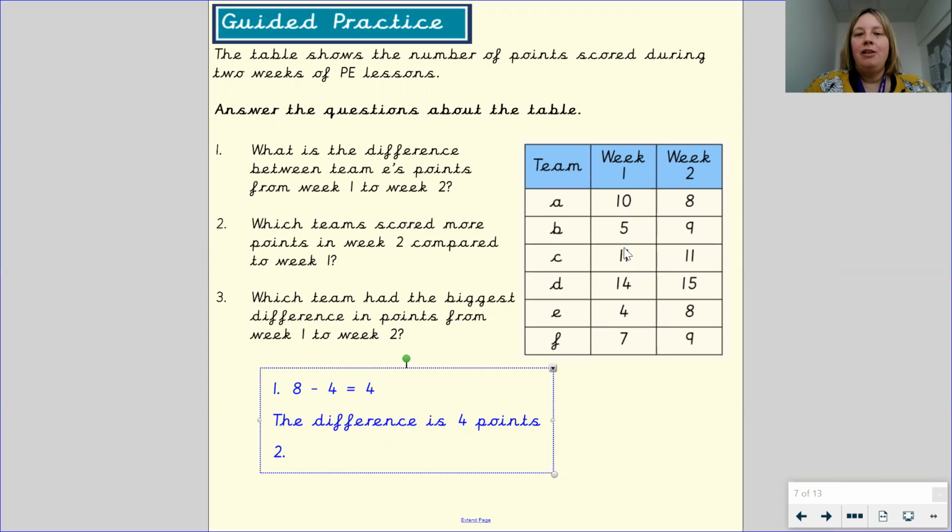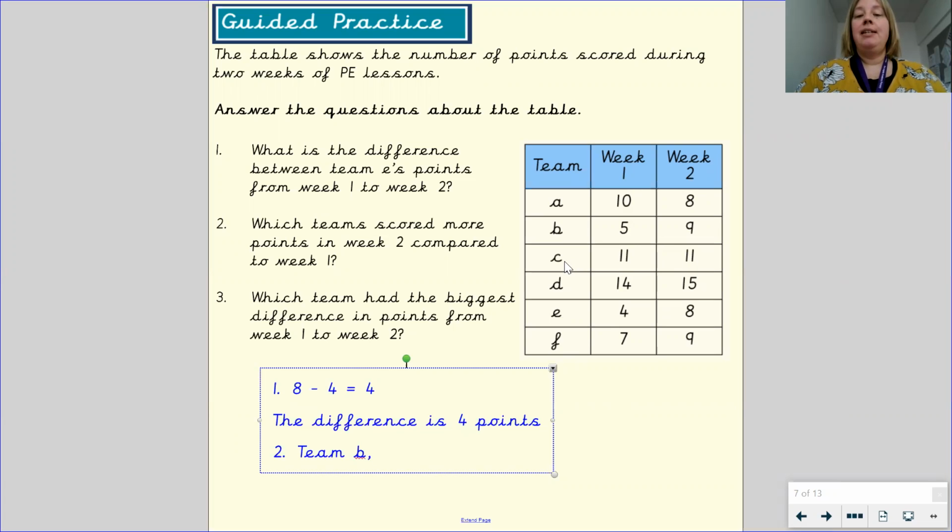Let's have a look at Team B. In the first week, they scored 5 points. In the second week, they scored 9 points. Did they score more in the first week or the second week? They scored more in the second week. So we can write down Team B. Let's look at Team C. In the first week, they scored 11 points. In the second week, they also scored 11 points. So the points that they scored each week were equal.